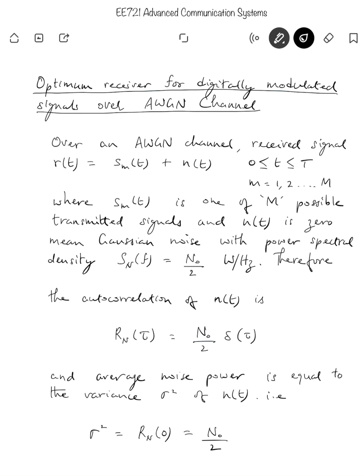In the previous session, we have been discussing the optimum receiver for digitally modulated signals over an additive white Gaussian noise channel. We will continue that discussion further and look into some other aspects. If you recall, in the last session, we discussed the correlation receiver, and we saw the statistical properties of the demodulated signal, demodulated using the correlation receiver.